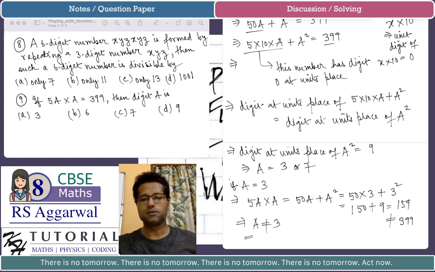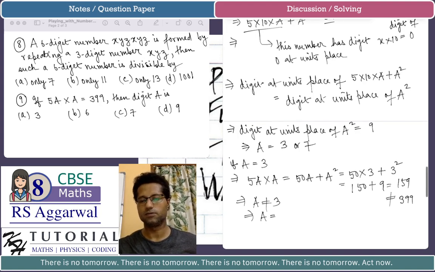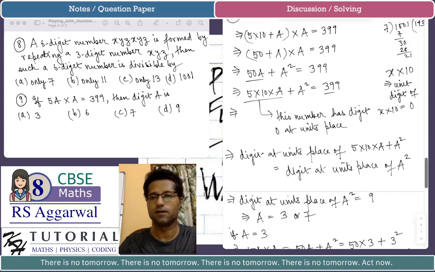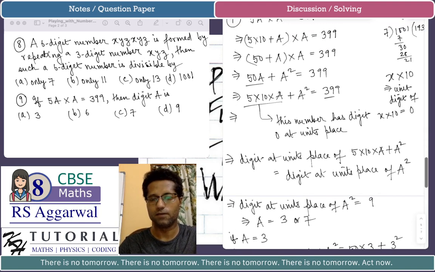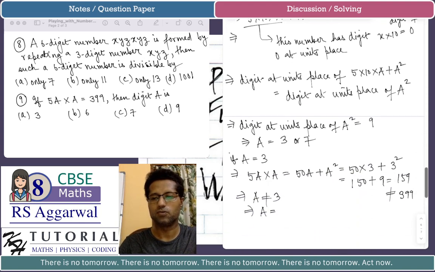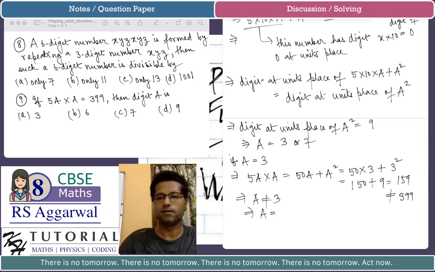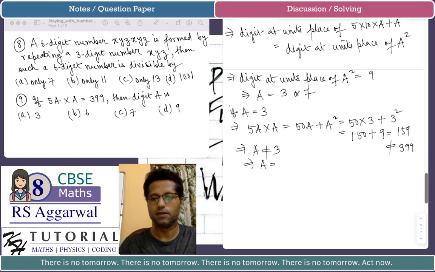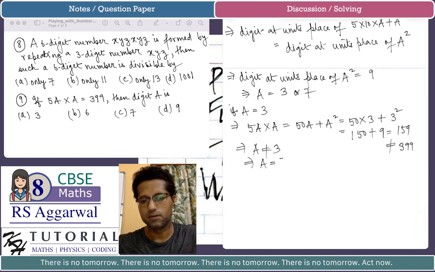So definitely we are having only two possible choices of the digit a, that is 3 or 7. Assuming a is 3, we can see that the given equation is not satisfied. The number 5a multiplied by a is coming out to be 159, whereas it is given that 5a into a is 399. So definitely a must be 7.